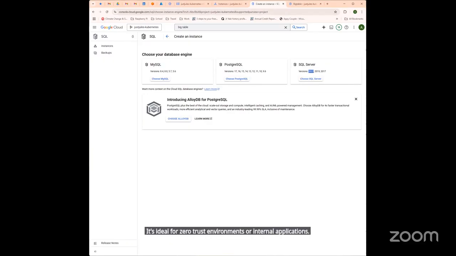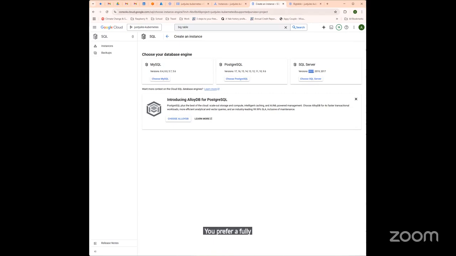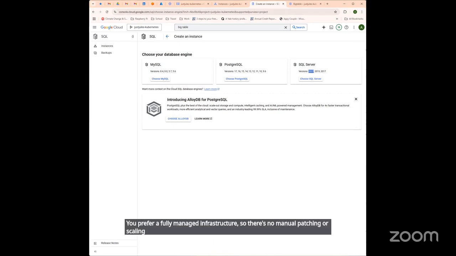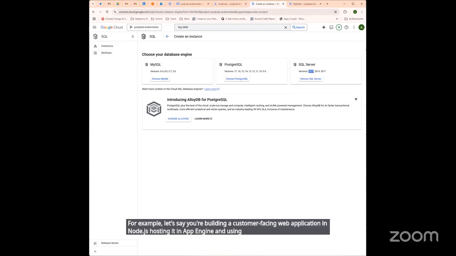So when to choose Cloud SQL? It's your go-to option when you need relational data structures like tables, rows, and joins. You want SQL compatibility with your existing PostgreSQL or MySQL applications. You prefer fully managed infrastructure, so there's no manual patching or scaling, and you require regional high availability, automated backups, and failover support. For example, let's say you're building a customer-facing web application in Node.js, hosting it in App Engine, and using PostgreSQL to store orders and user info. Cloud SQL will integrate seamlessly.